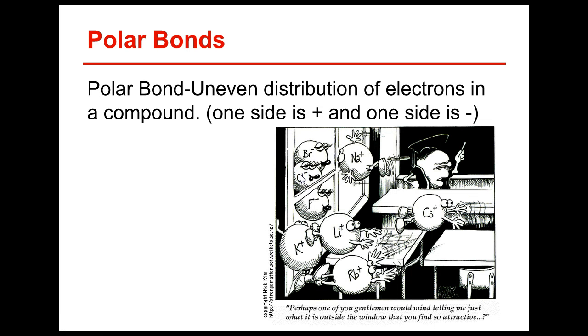Polar bonds, okay? These are not bonds in the Great White North, my friends. These are bonds that are created by opposite poles. As a molecule becomes charged, what that means is all the protons like to move to one side, which makes one side positive, one side negative. And just like a magnet, your opposite sides are attracted to each other. Opposites attract here in polar bonds, my friends. So you can see right here in my little comic, we've got the teacher asking perhaps one of you gentlemen would mind telling me just what you outside the window is so attractive. You can see the polar molecules being attracted to the positive molecules being attracted to the negative. So that's a polar bond.